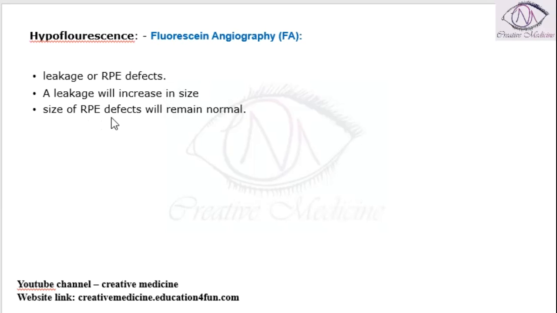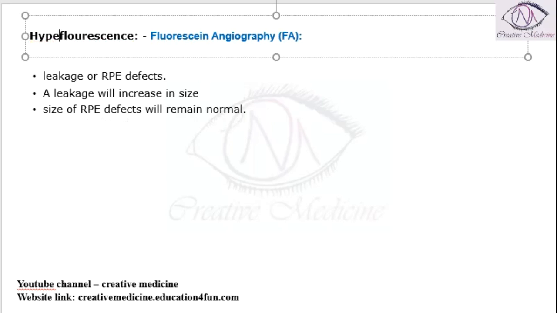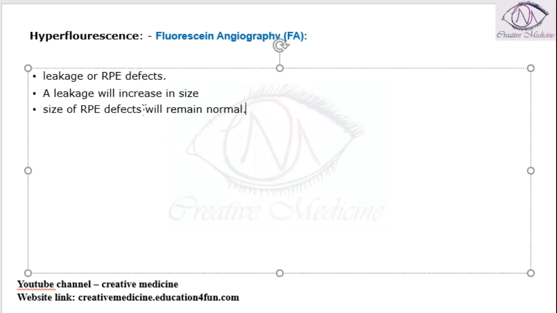If there is some retinal pigment epithelial defect, then the size of these vessels will be completely normal. This is for hyperfluorescence. Leakage and retinal pigment epithelial defects are seen in hyperfluorescence.